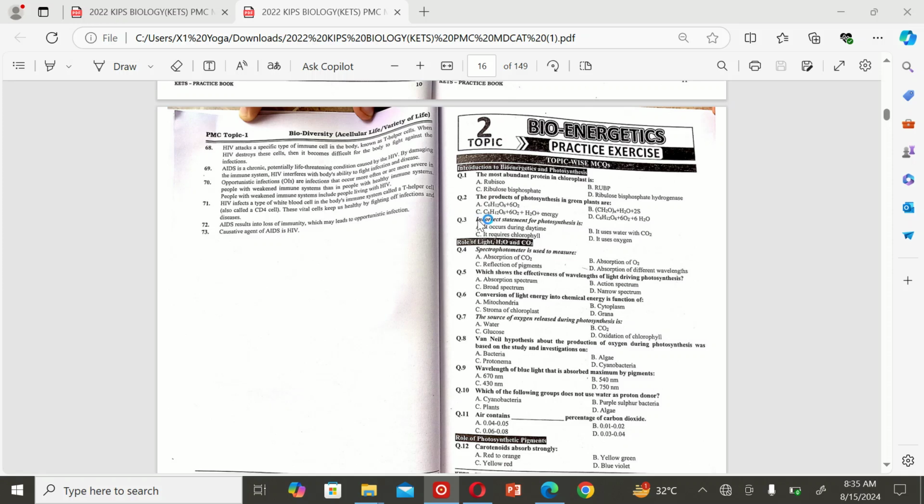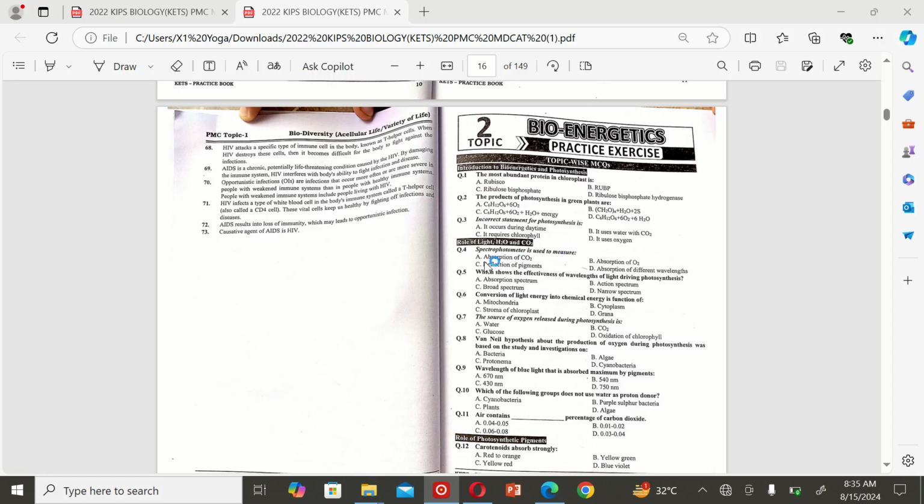The next MCQ is: the incorrect statement for photosynthesis is A. It occurs during daytime. B. It uses water with CO2. C. It requires chlorophyll. And D. It uses oxygen. So the correct option is D, it uses oxygen.